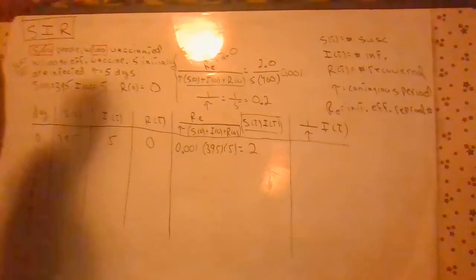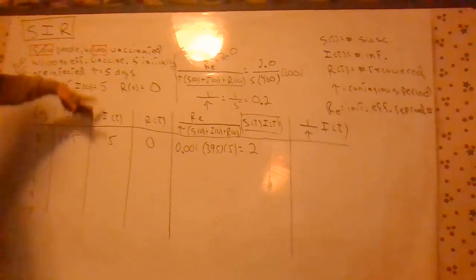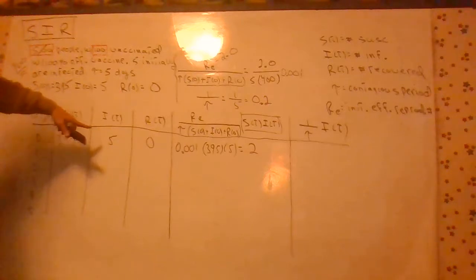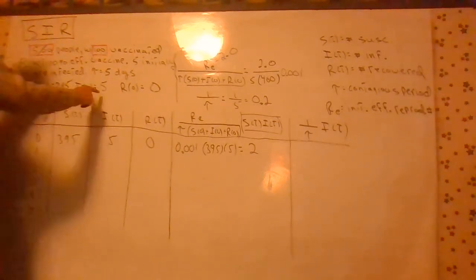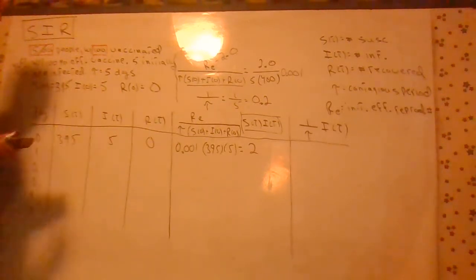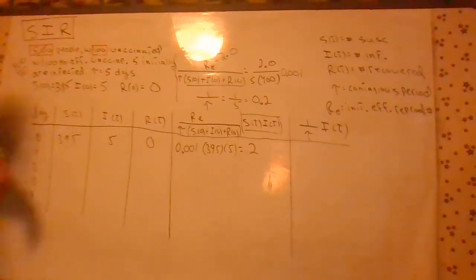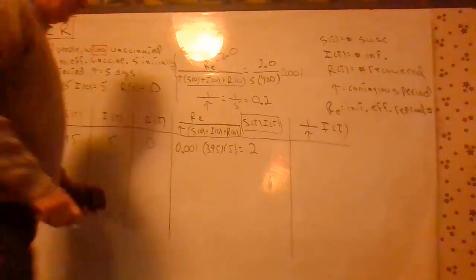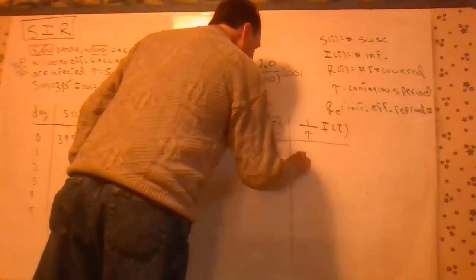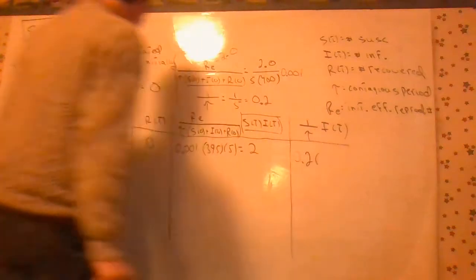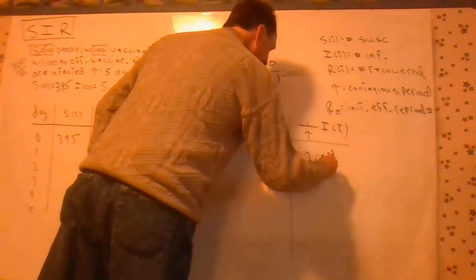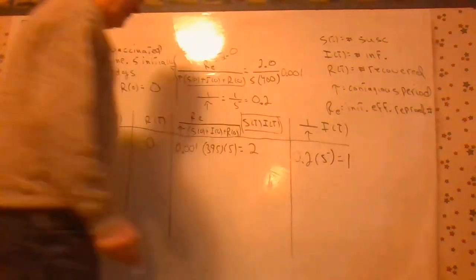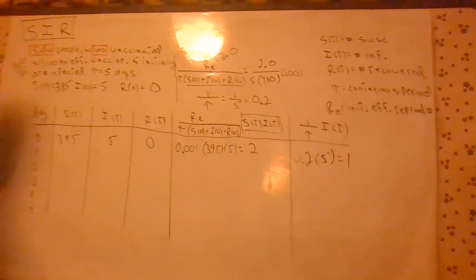The whole idea here is we have 5 people, and they're infectious for 5 days. Guess what? Whatever the infectious population is, every day 1/5 of them becomes recovered. It takes a person 5 days. We're just going to take 1/5 out of this pool. So we take 0.2 times the infected population, and that's equal to 1. And again, we'll round that off to the nearest whole number.